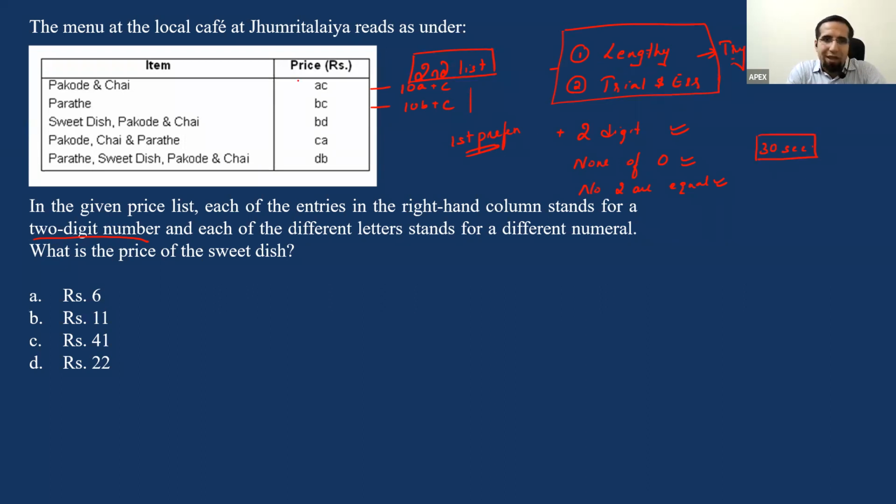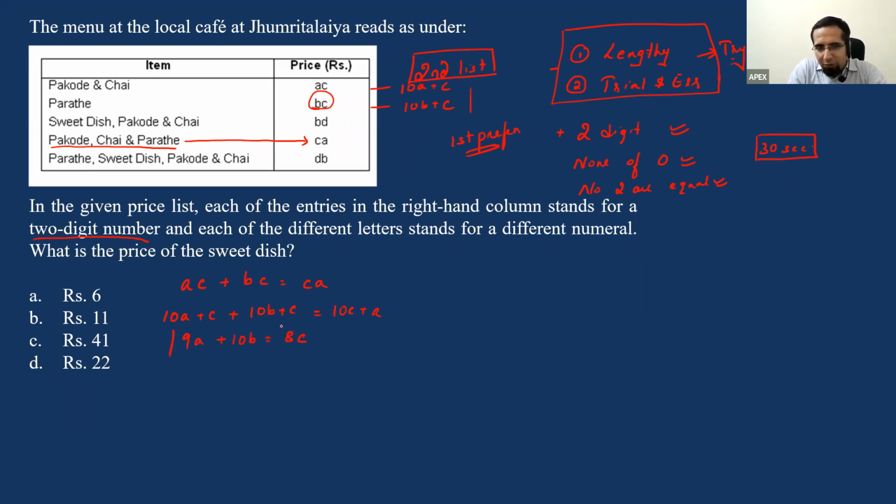If you observe, you're given pakode and chai, that is AC. Parathe is given to you as BC. And pakode, chai, and parathe together is given to you as CA. So I know that pakode and chai, that is AC, plus BC will give you CA. Let's simplify this, guys. We get 10A plus C plus 10B plus C is equal to 10C plus A. So if A comes onto my left-hand side, I get 9A plus 10B is equal to 8C.